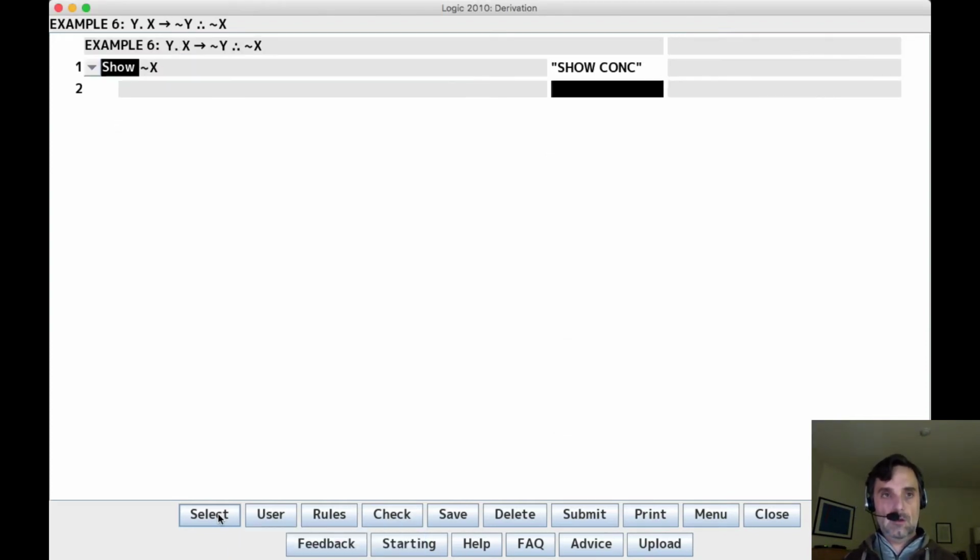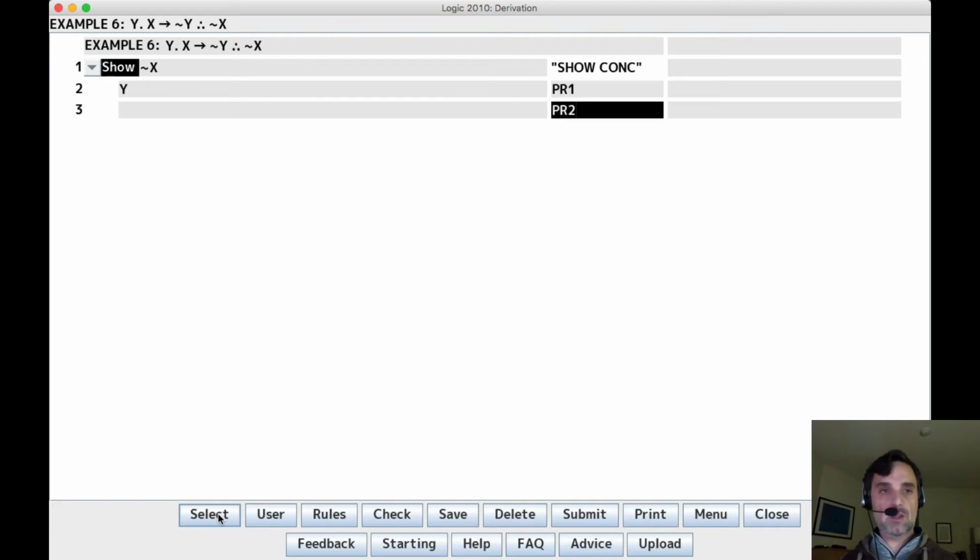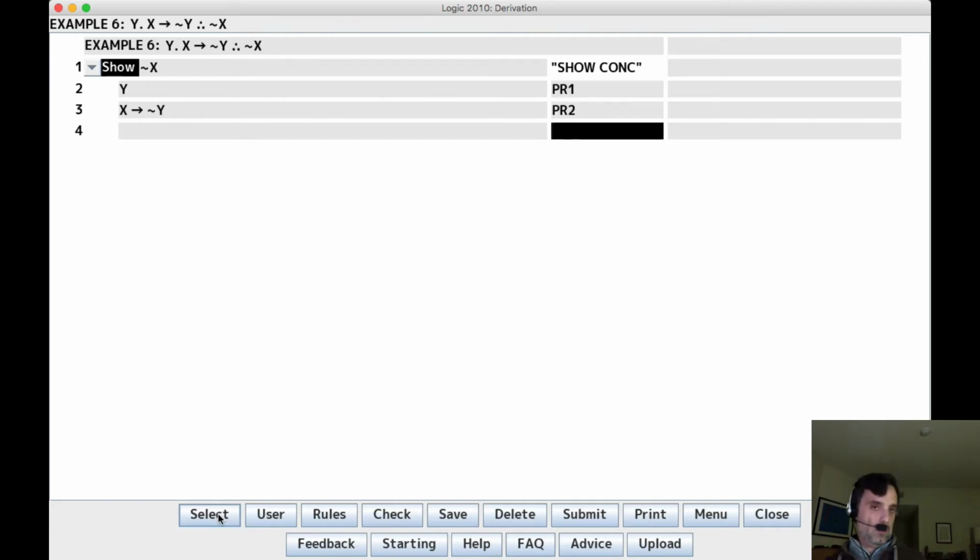Alright. So again, first stage, show the conclusion and bring in the premises. Now, can we do modus ponens? Well, our only conditional is on line 3. Its antecedent is X, and we don't have any X's anywhere, so no modus ponens. Can we do modus tollens? Well, you might think we could.